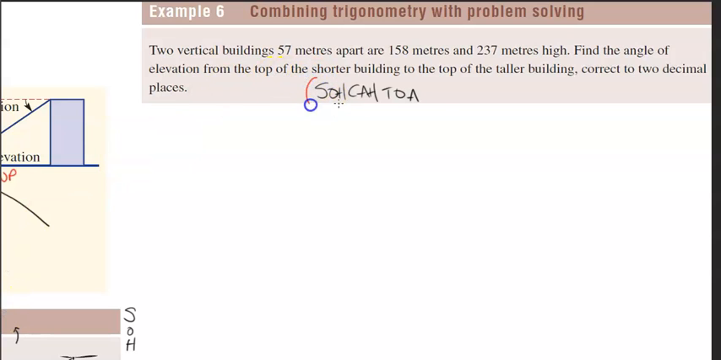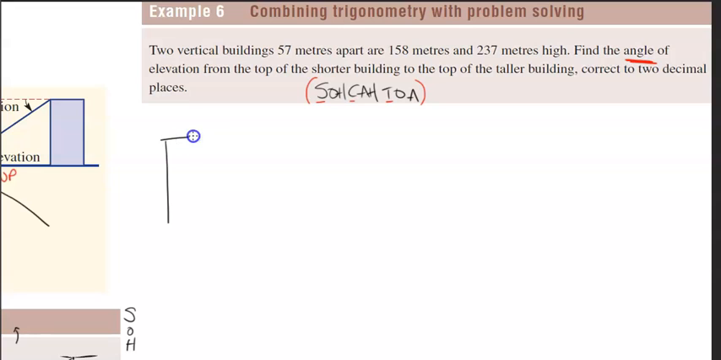You'll notice that there is this SOHCAHTOA. I always write this out of habit so I know which trigonometric function I'm going to use, sine, cos, and tan, and I know whatever sides are provided, I'll use that trigonometric function. In this case here, we are looking for an angle, so we know for a fact we have to use the inverse function of sine, cos, or tan. But for now, let's draw two vertical buildings.